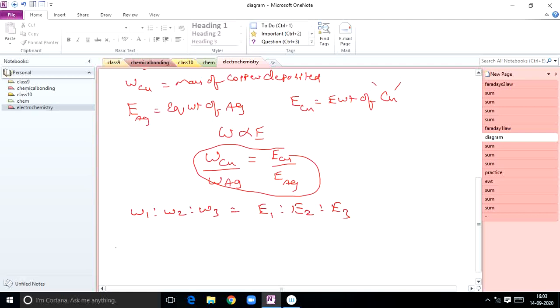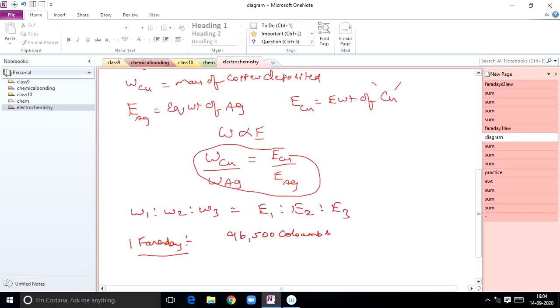So here we should know one definition, 1 Faraday. What is meant by 1 Faraday of electricity? See here, 1 Faraday is equal to 96,500 coulombs. That point you have to remember. While doing numericals, it is very useful for you. 96,500 coulombs, that is called 1 Faraday.